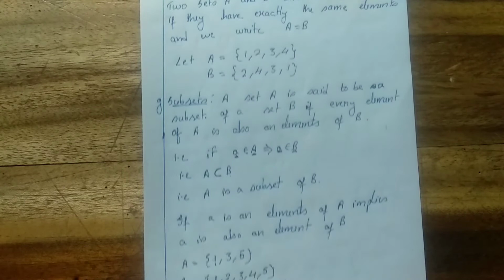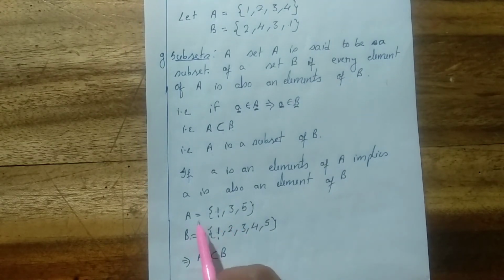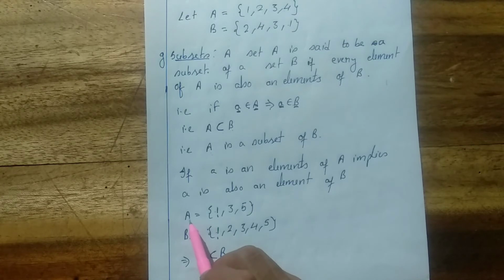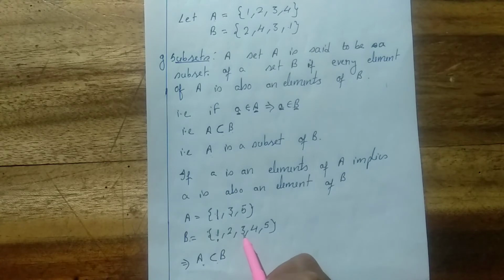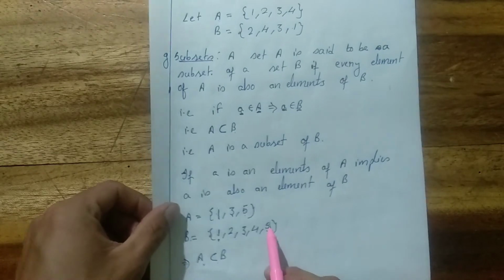So see here, set A equals {1, 3, 5}, right? And set B equals {1, 2, 3, 4, 5}, right? So see, the elements of A: 1 is also here, so it's a subset of B. See, 3 is here and 3 is also here. So A is a subset of B. 5, 5, right? So it's a subset of B, which means A is a subset of B. I hope you will get it.